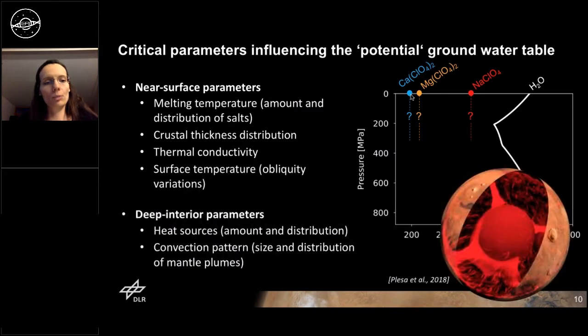And there are also more deep-interior related parameters, like, for example, heat sources, their amount and distribution between the mantle and the crust, which can locally affect the depth at which groundwater may be stable today, and the convection pattern, the size and distribution of mantle plumes, as you can see here. These are hot thermal upwellings that transport heat from the deep interior towards the surface, and they may introduce local variations in the groundwater table depth.